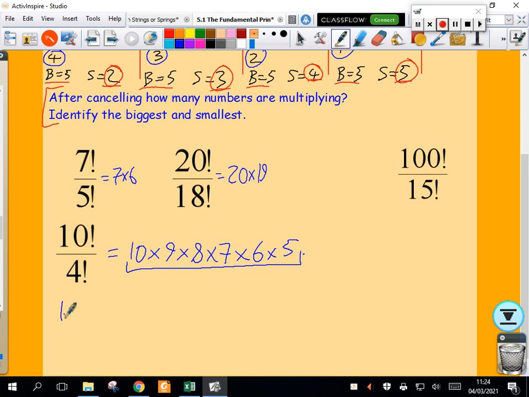100 factorial divided by 15 factorial. How many numbers are going to be multiplying all together? Well, there's going to be 85. 100 subtract 15, 85. Now I'm not going to write out all 85 numbers, but it will be 100 by 99, by 98, by 97, by 96. Just put in a little ellipsis there to say and so on, until we get to the smallest number, which will be 1 bigger than 15, which will be 16. So that is how we cancel when we're dividing factorials.